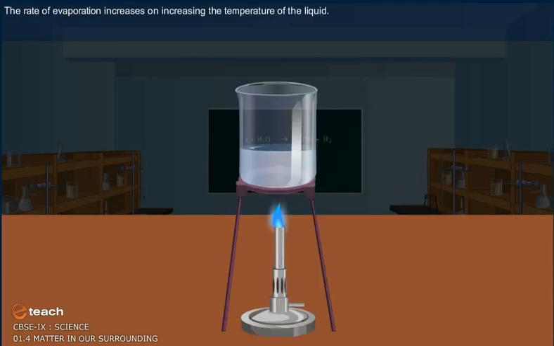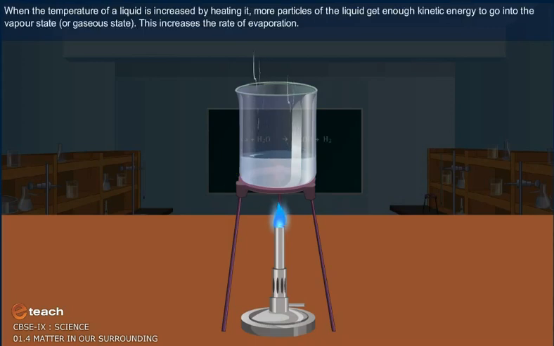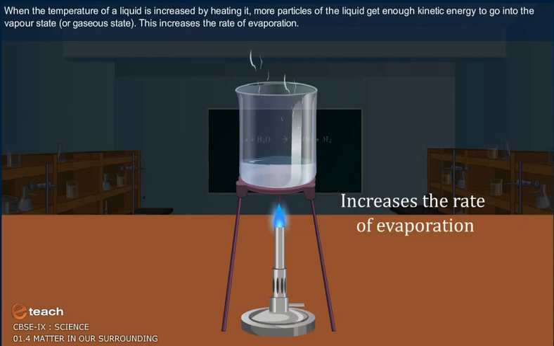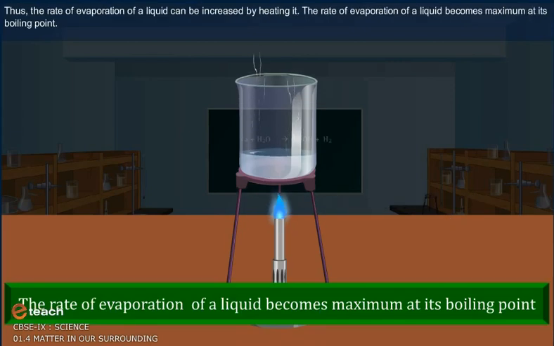Temperature. The rate of evaporation increases on increasing the temperature of the liquid. When the temperature of a liquid is increased by heating it, more particles of the liquid get enough kinetic energy to go into the vapor state or gaseous state. This increases the rate of evaporation. Thus, the rate of evaporation of a liquid can be increased by heating it. The rate of evaporation of a liquid becomes maximum at its boiling point.